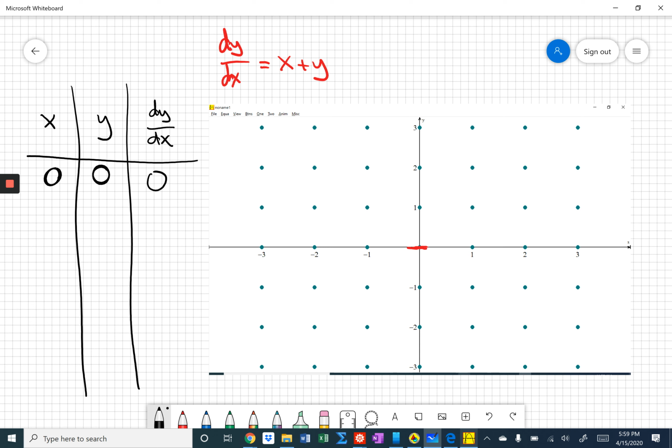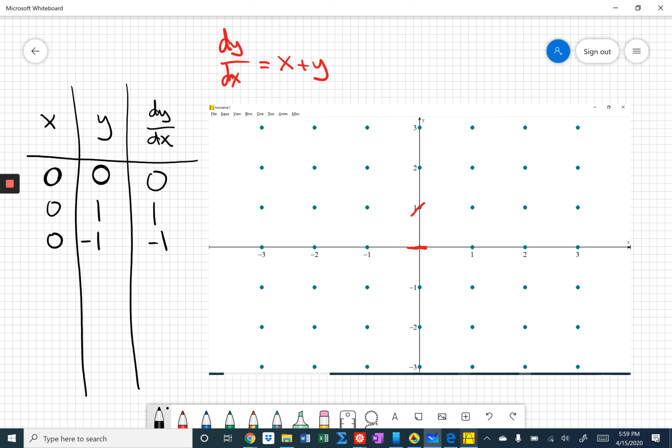Let's do another point. Let's just move up. Let's go to 0, 1. Well, dy over dx is x plus y, so I'm going to add x and y together. I'm going to get 1, and so the slope at 0, 1 is just 1. And I'll try to draw that in there like that. Let's move down to 0, negative 1. Well, that's just going to be negative 1.